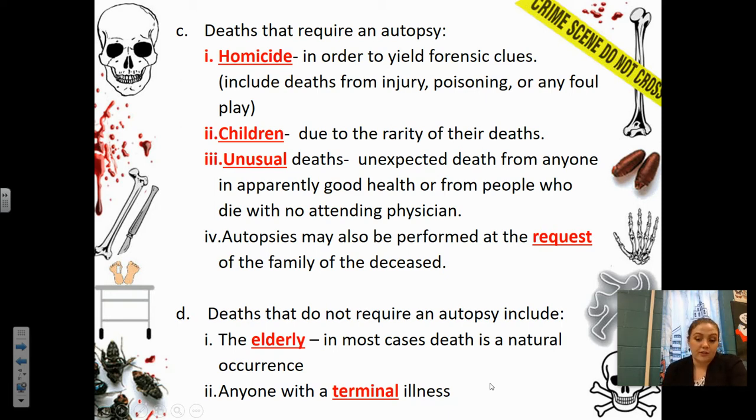Deaths that do not require an autopsy include the elderly, so we expect them to die at some point. So if they are just dying of what we think is natural causes, then they're not going to have an autopsy. And anyone with a terminal illness. So if someone has an illness that we know causes death, then they're not going to have an autopsy.